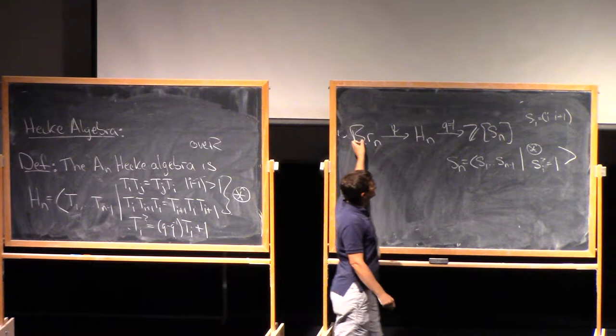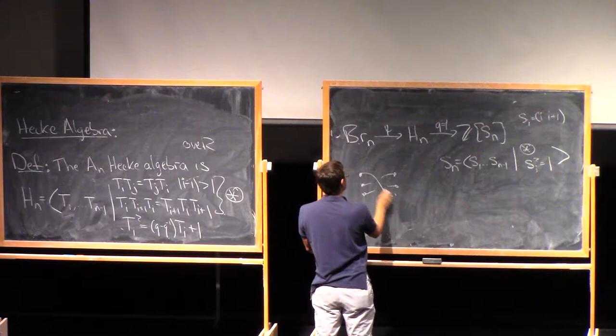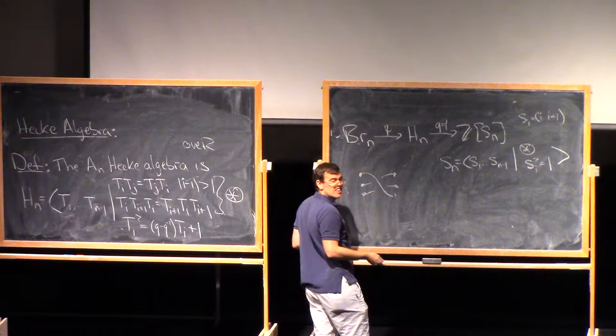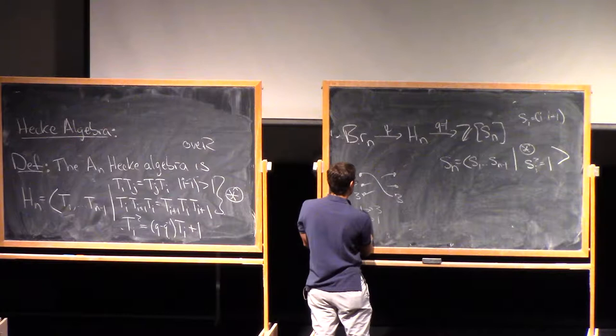It says take a braid. If I follow the strands from left to right, I get a permutation on the ends of the braid. Here 1 goes to 3, 2 goes to 1, 3 goes to 2.